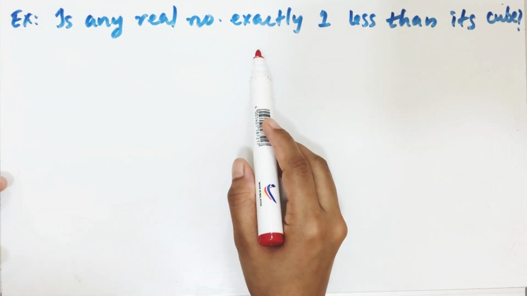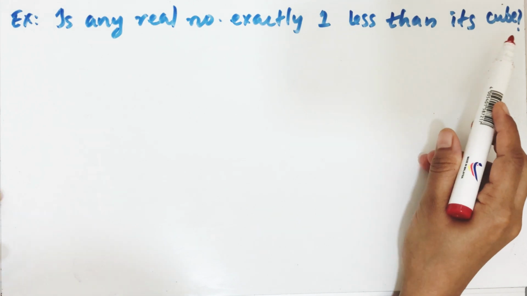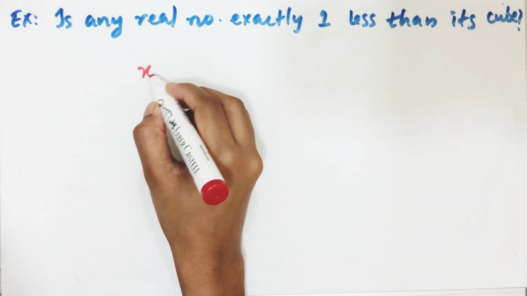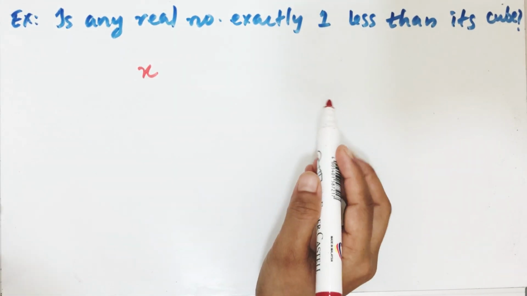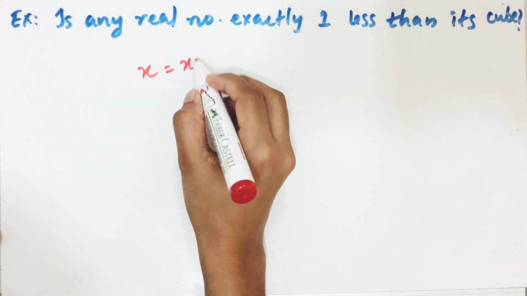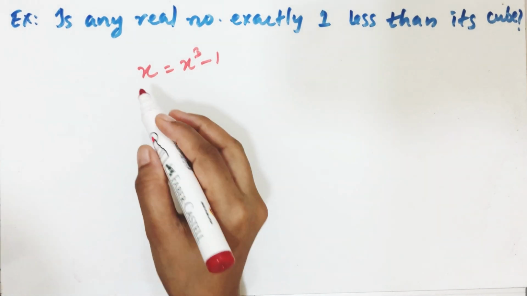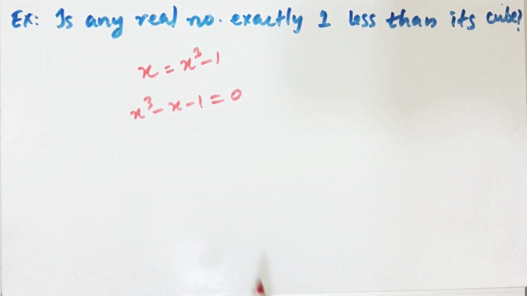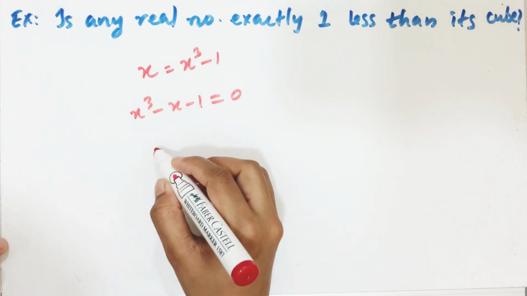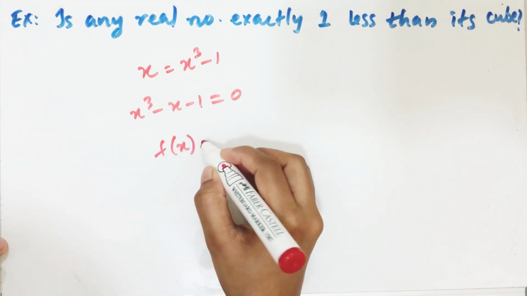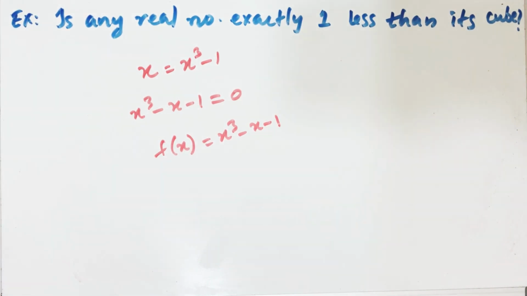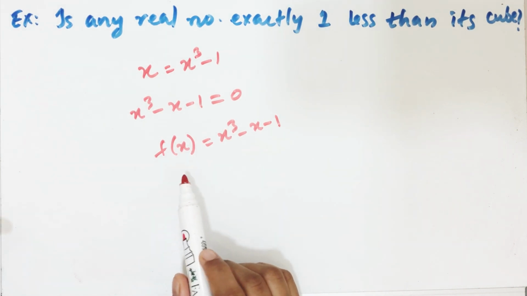Example: is any real number exactly 1 less than its cube? If there is any real number x that is 1 less than its cube, that is equal to x cube minus 1. This we can write as x cube minus x minus 1 equal to 0. That is, it's enough to check whether the function f of x is equal to x cube minus x minus 1 has a root. Or we can say we have to find an interval where f changes its sign.